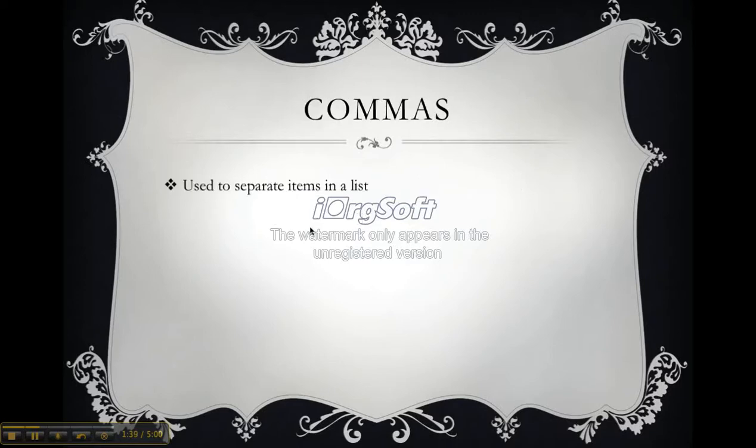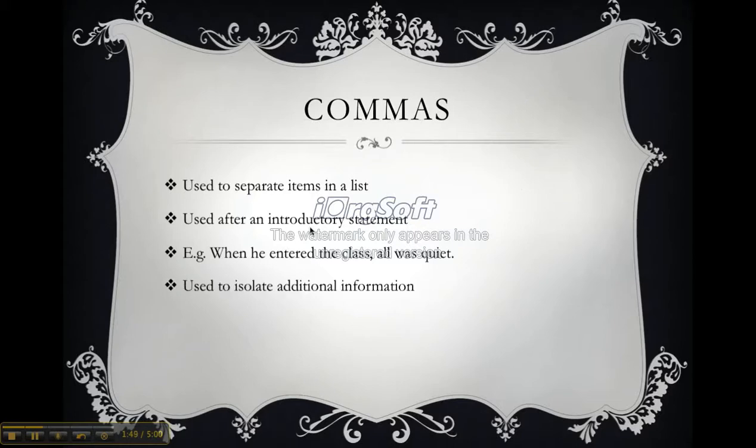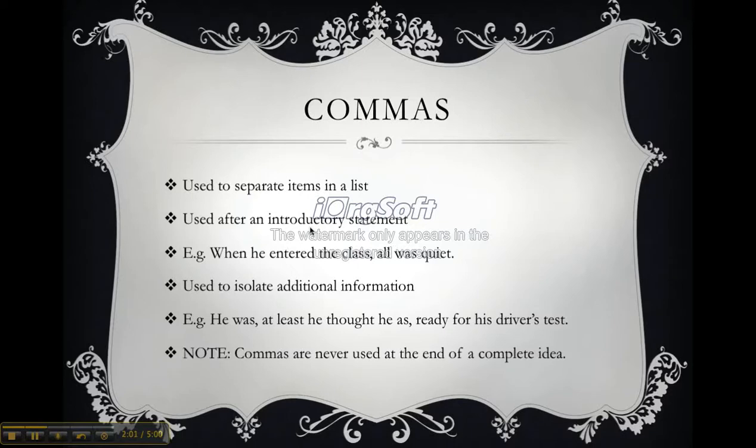Commas, though, are used to separate items in a list. They're used after an introductory statement. For example, when he entered the class, comma, all was quiet. They can also be used to isolate additional information. So, for example, he was, at least he thought he was, ready for his driver's test. Note that commas are never used at the end of a complete idea.